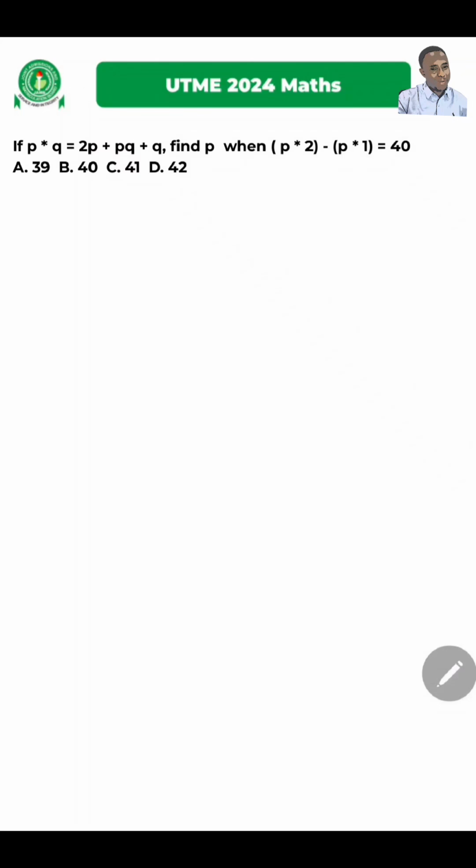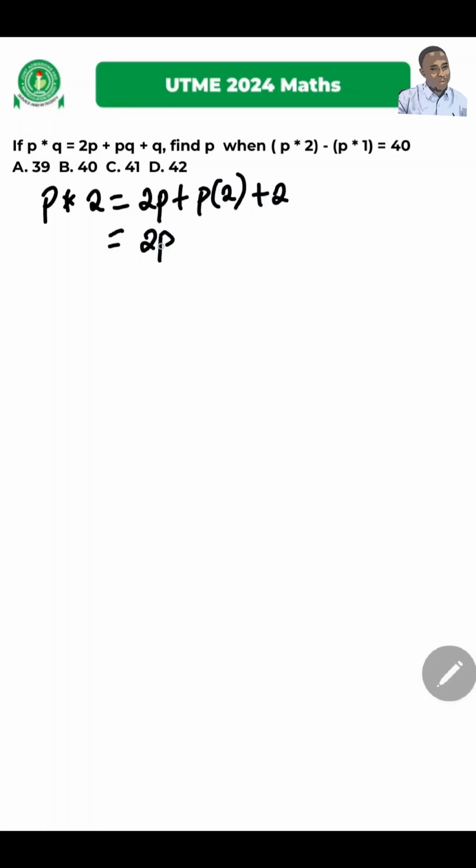If P star Q equals 2P plus PQ plus Q, find P when P star 2 minus P star 1 equals 40. So quickly, how do I do this? I would do P star 2 quickly, and the 2 in this case represents my Q. So I have 2P plus P times 2 plus 2, and that is going to be 2P plus 2P plus 2. That is 4P plus 2.